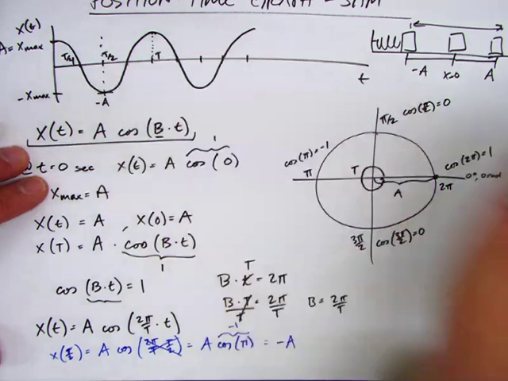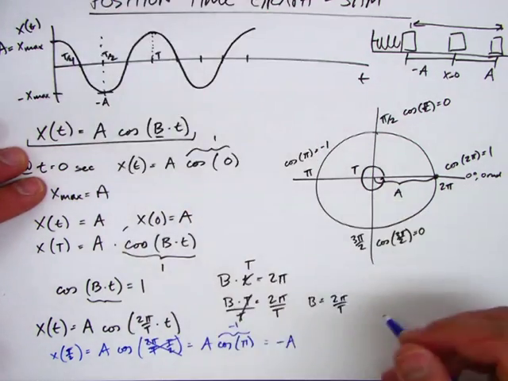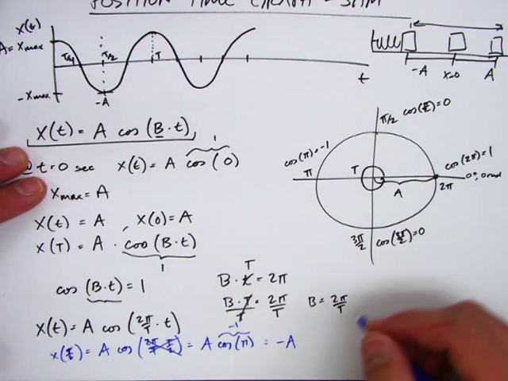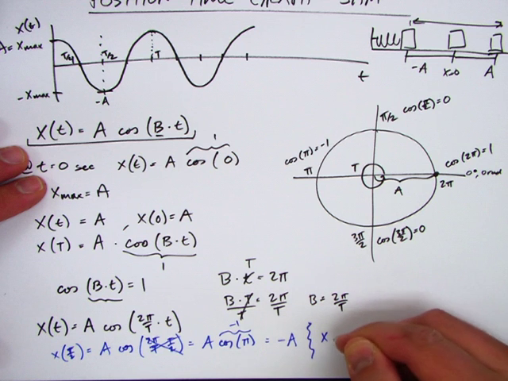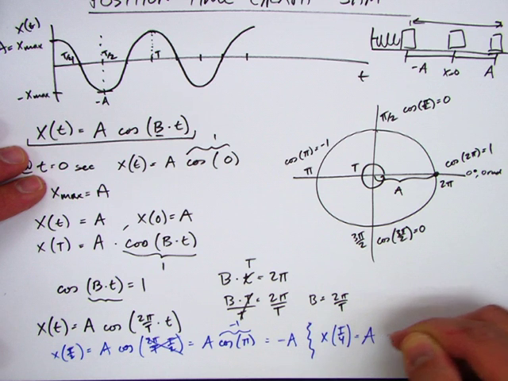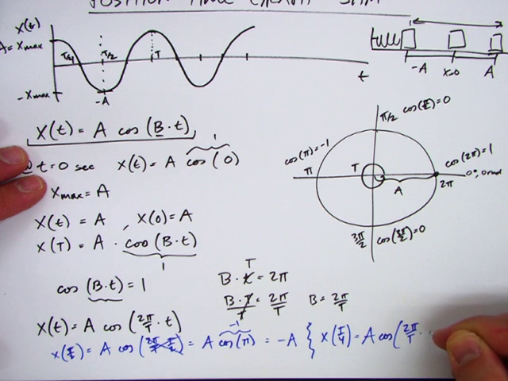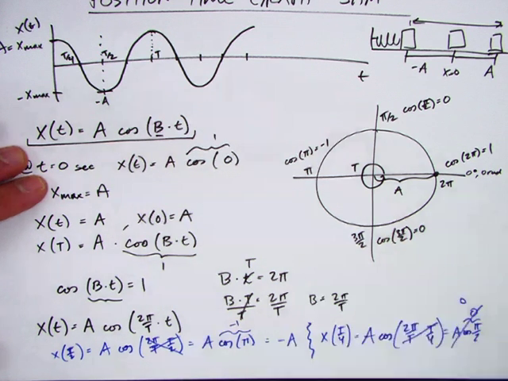So good, that checks. I should also be able to evaluate it here. At a quarter of the period, I should be crossing my 0. So x at a quarter of the period equals A cosine of 2 pi over T times T over 4. So that's equal to A cosine of pi over 2. Well, I know the cosine of pi over 2 is 0. So I get 0. All right, so it checks out.